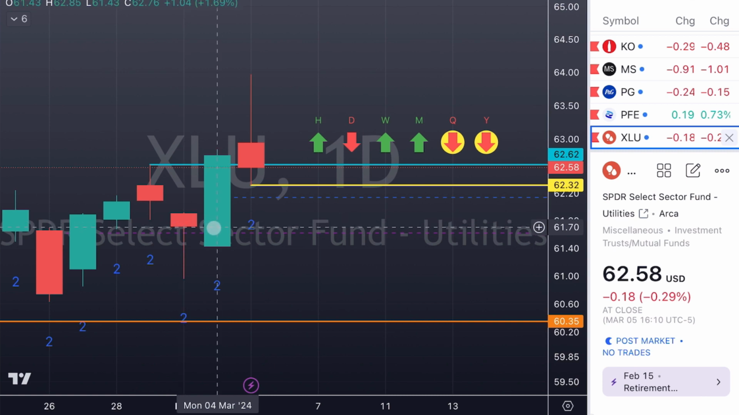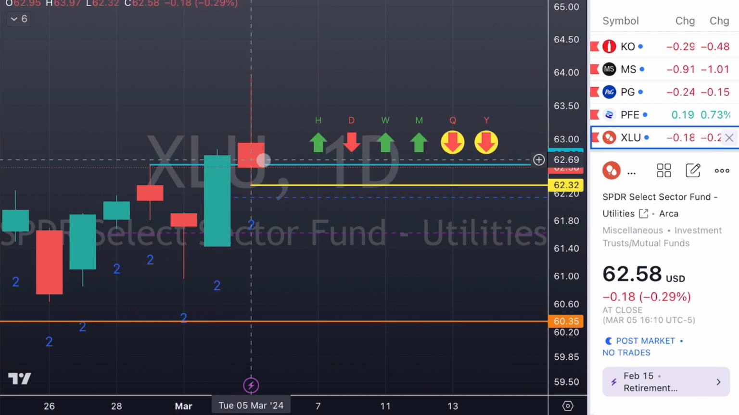It was red, but again, high probability. There it goes. Big run to the upside. So here we have the shooter candle. It is red, gives us high probability.